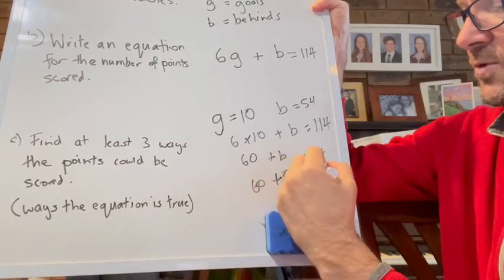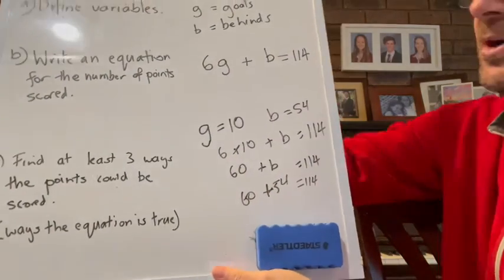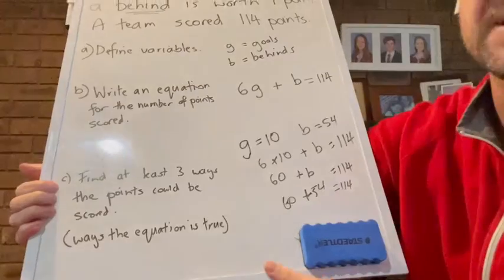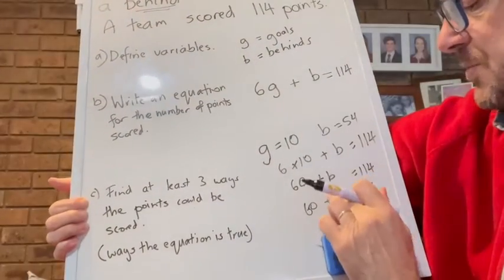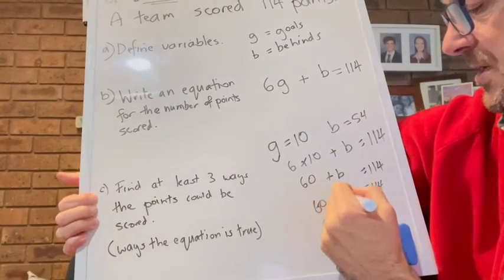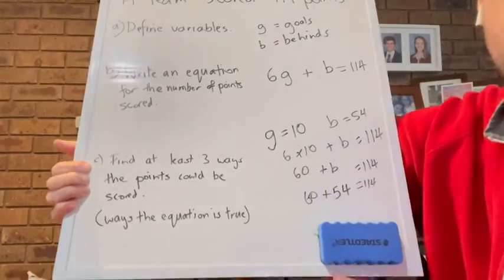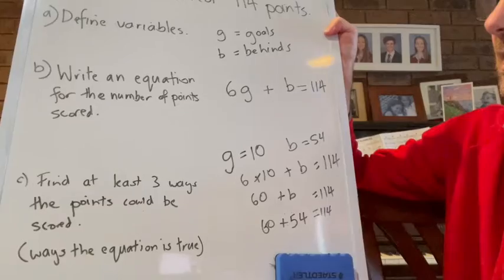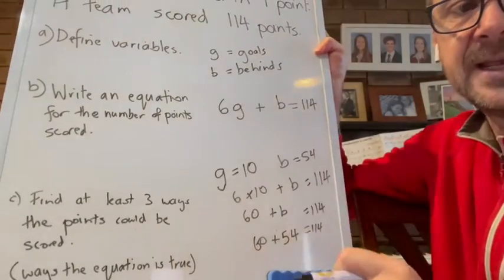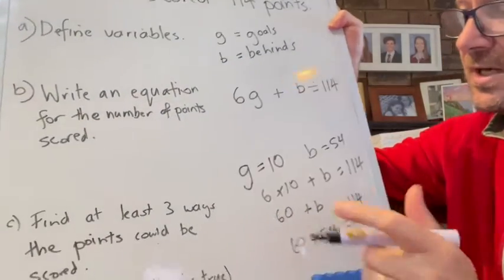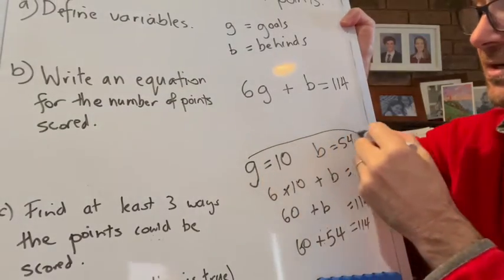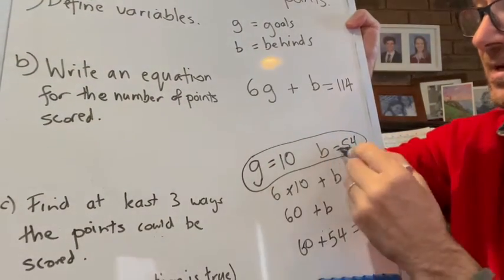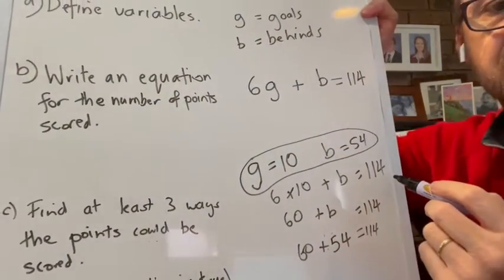equals 114. Now, I'm sure most of you are like me, you'd be thinking, well, it's unlikely that a team would kick 54 behinds in a match, but from a technical point of view, it's a correct response. So that's one answer to that particular question: G equals 10 means that B must equal 54.